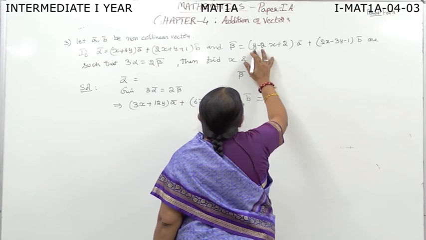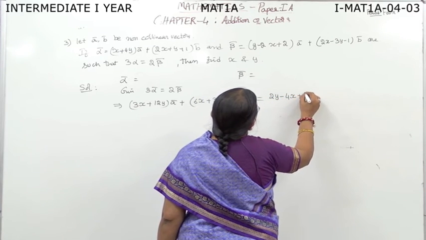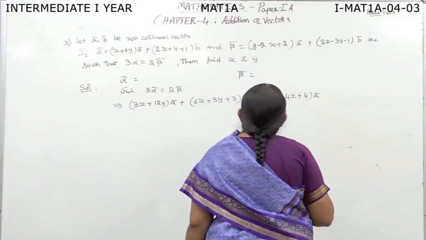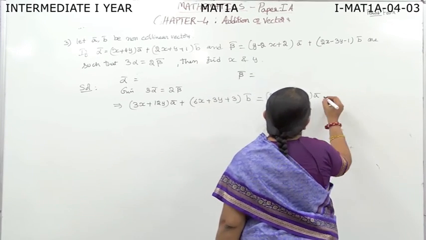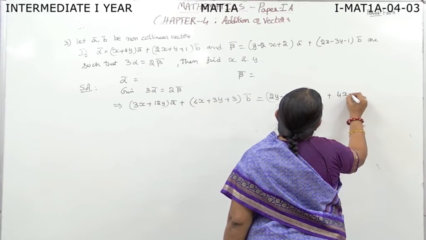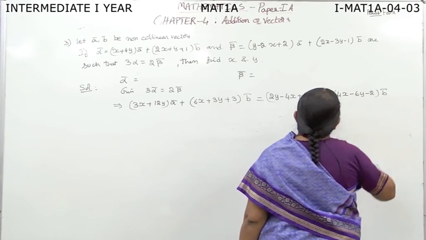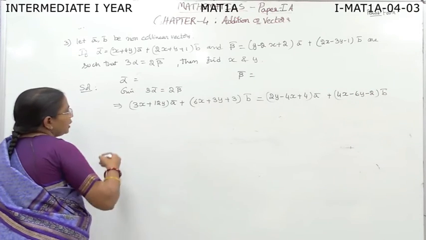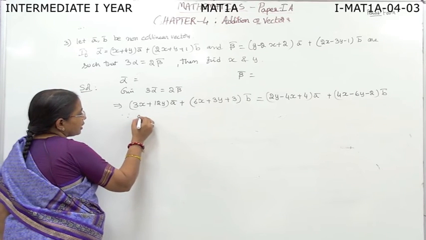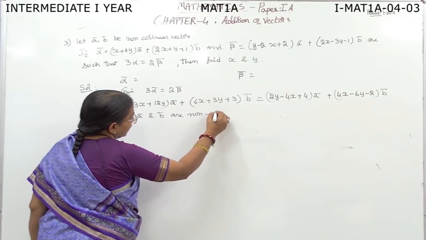Then it becomes 2y minus 4x plus 4 into A. Next, multiply here also with 2, then it becomes 4x minus 6y minus 2 into B. Now equate the coefficients of A and B, because A and B are non-collinear, they are independent.